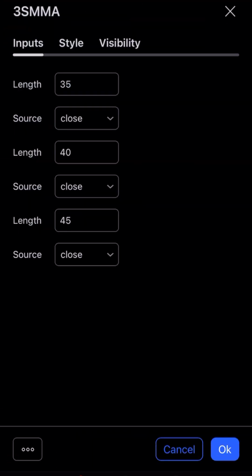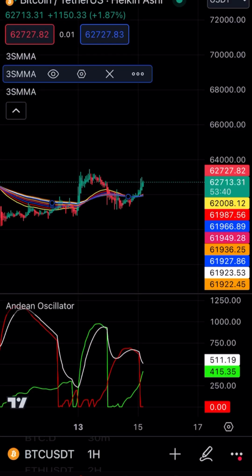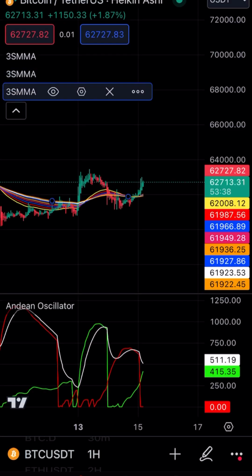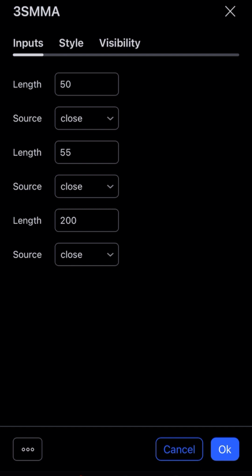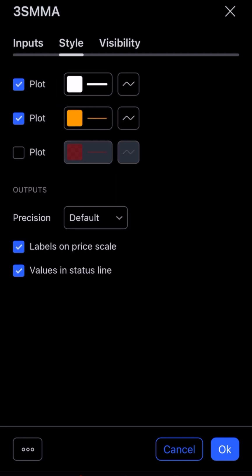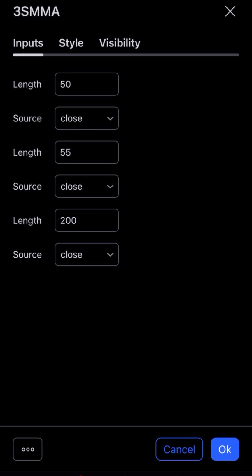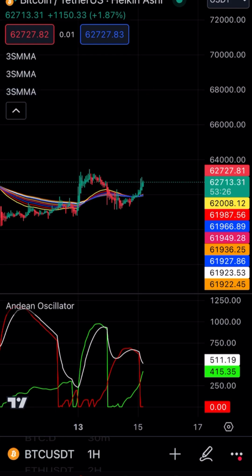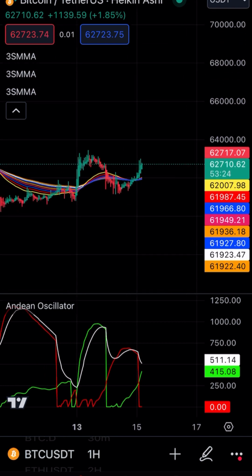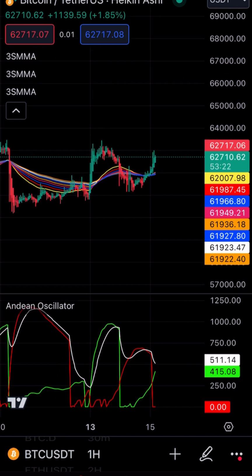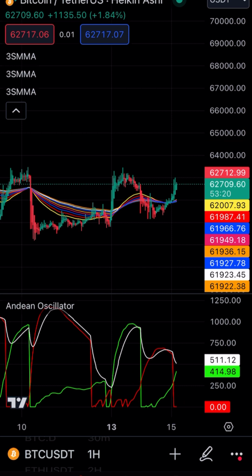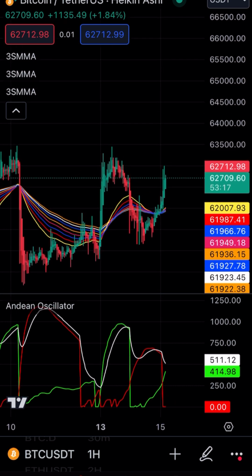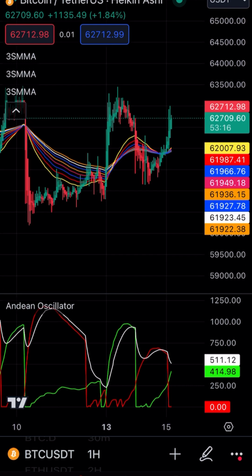The next batch is 35, 40, 45. And then the next batch is 50 and 55, and you just check off the last one. You don't really need it. I mean, you can put 200 on there if you want, but I don't. You need the 50 and the 55. So that's how you set up the Rainbow Strategy. Now, I include it with the oscillator because I just use it as confirmation. But basically, that's how you set up the Rainbow Strategy.